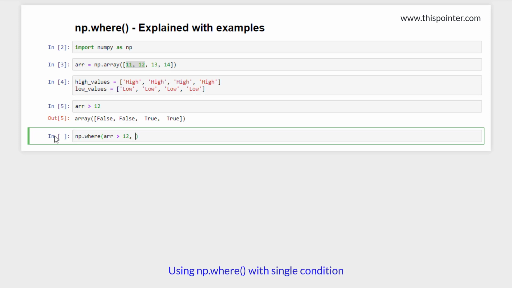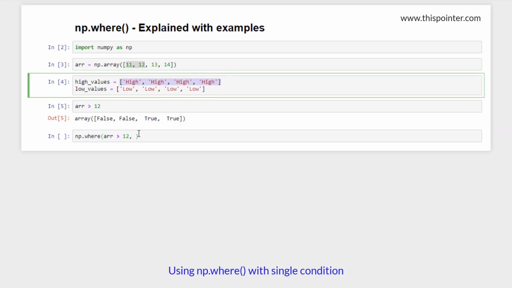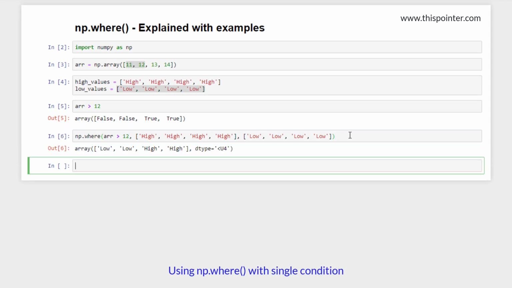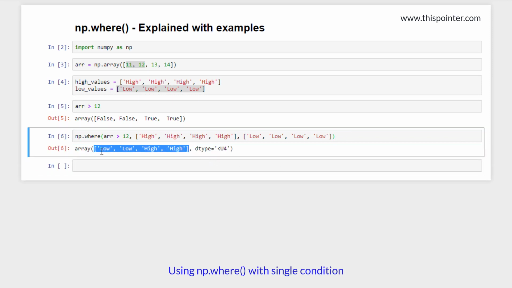Now as the second argument, we will pass the list that contains the highs. Then as the third argument we will pass another list that contains the lows. Now if we execute this line, it returns a new NumPy array, and the size of this NumPy array is the same as the size of arr.